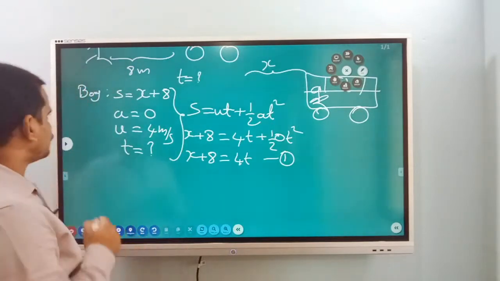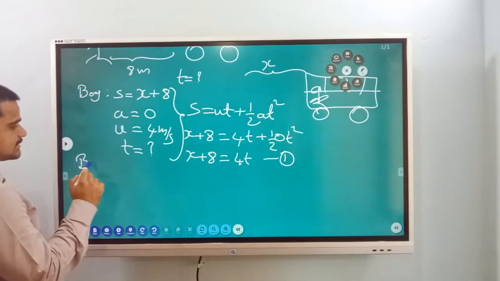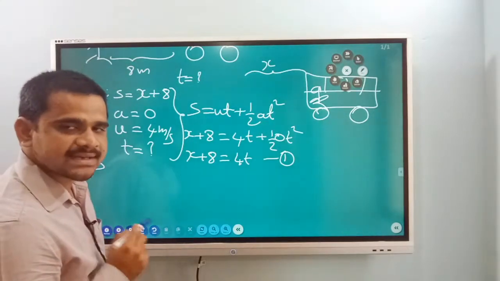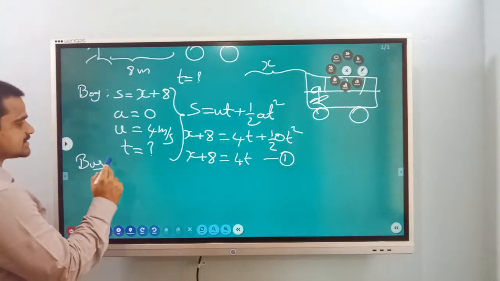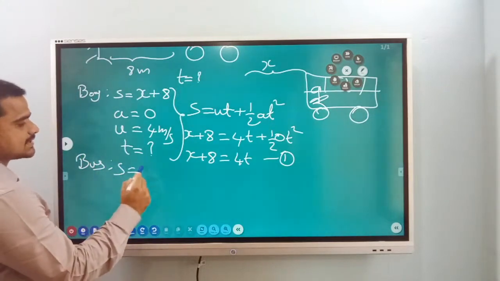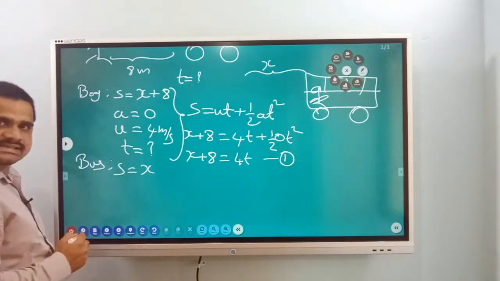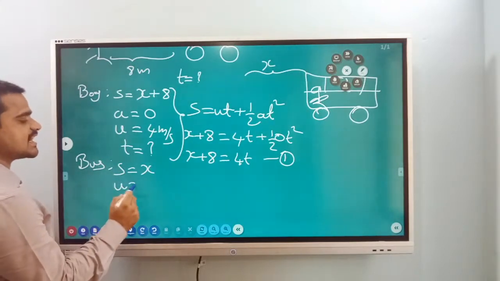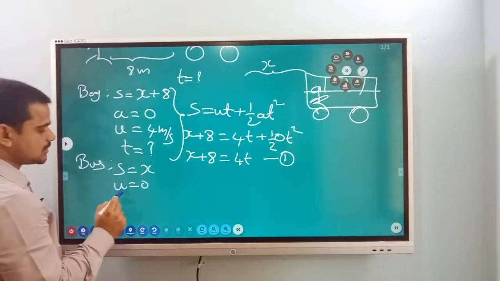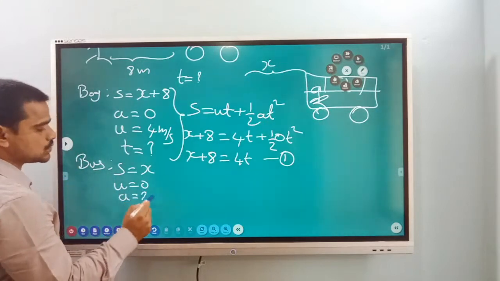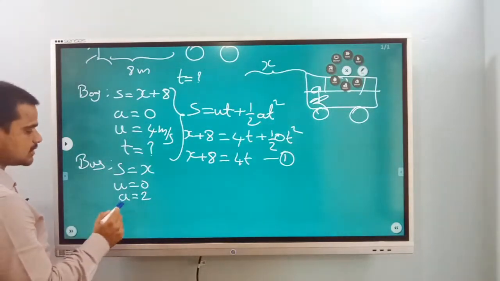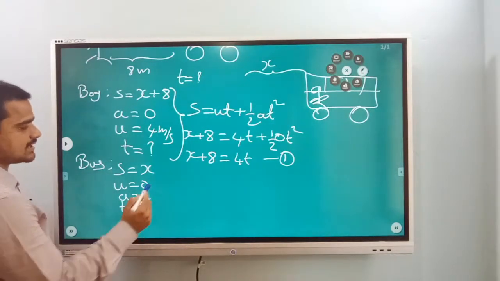Now I'm writing for the bus. How much distance will the bus travel? The distance traveled by the bus is x. And what is its initial velocity? The bus starts from rest, so u is 0. What is the acceleration? 2. Acceleration of the bus is 2. What is the time taken? This time I have to calculate here.